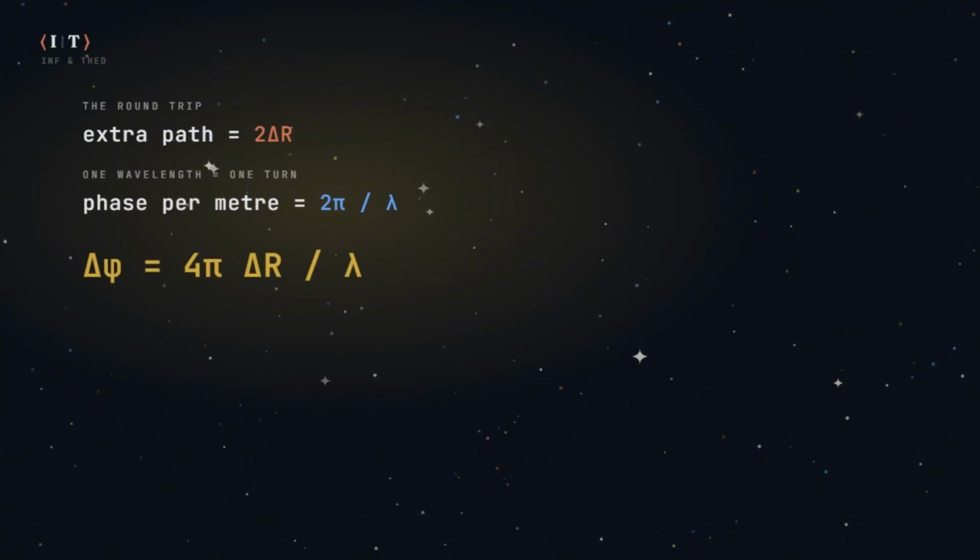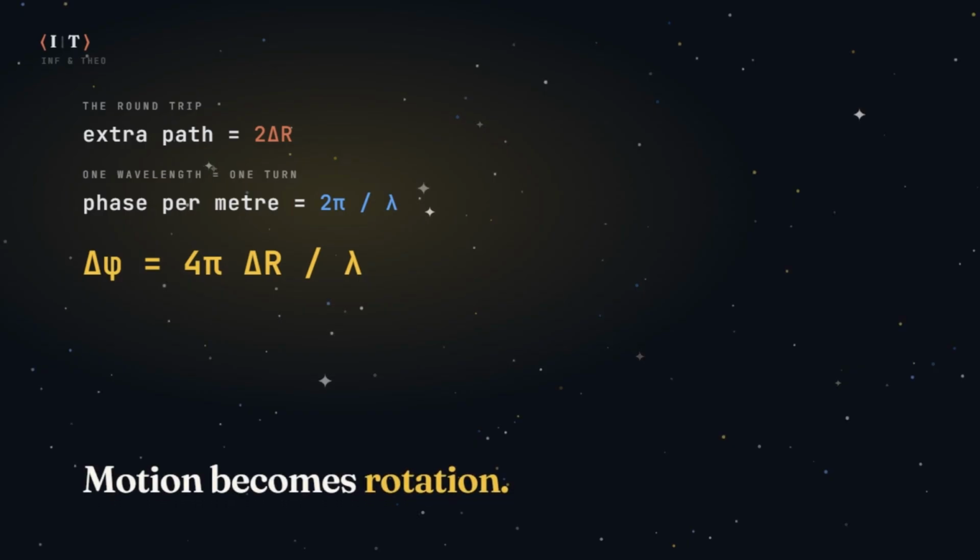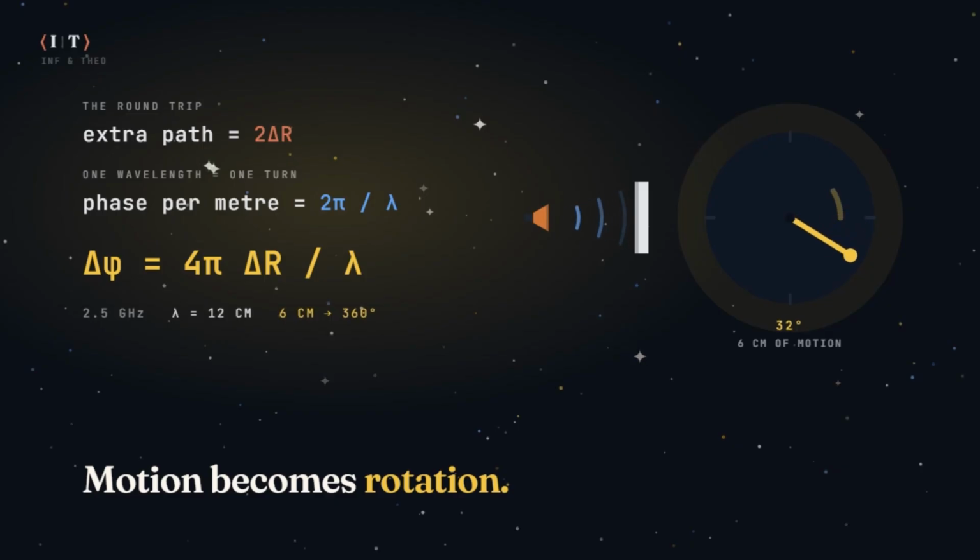Here's why. The wave goes out and comes back. So moving the plate 6 centimeters adds 12 centimeters of path. One whole wavelength. And one wavelength is one full turn of phase. So delta phi equals 4 pi delta r over lambda. 4 pi is 2 pi for the turn, times 2 for the round trip.